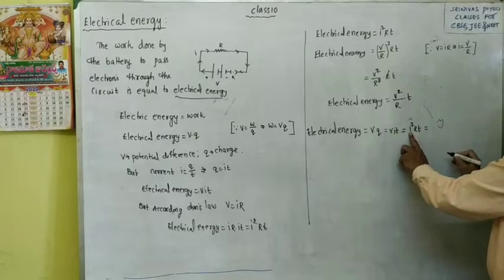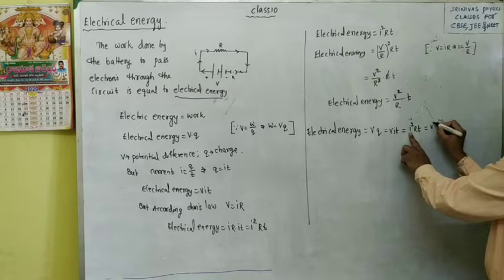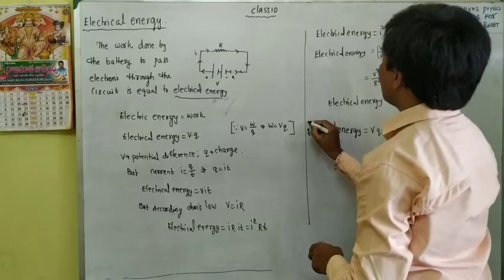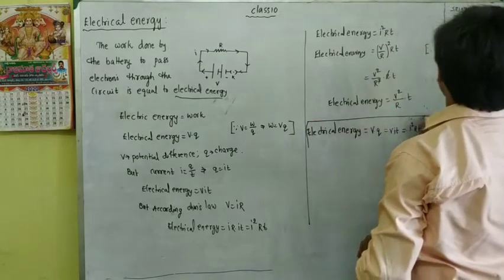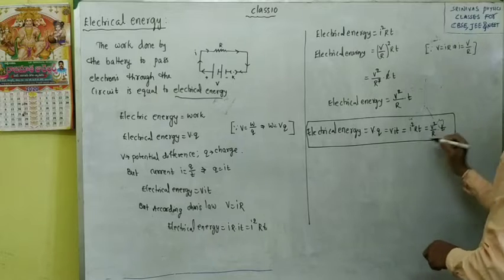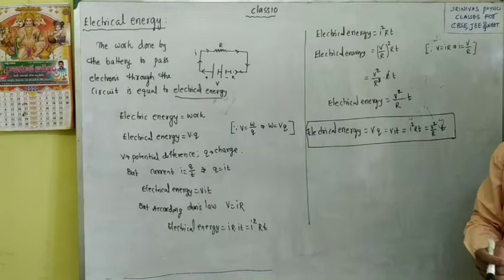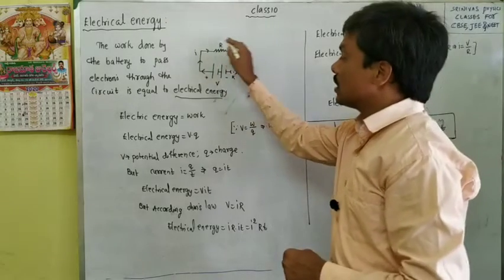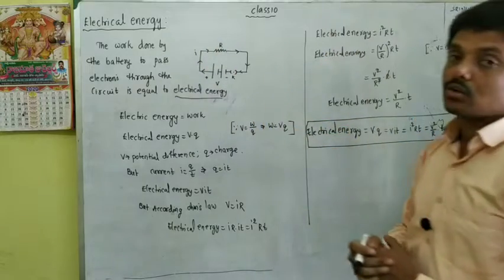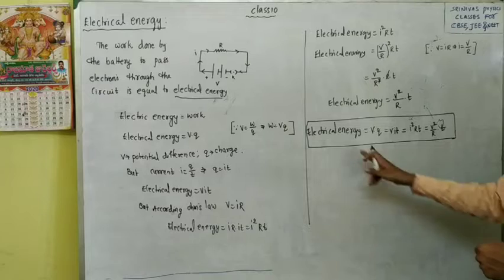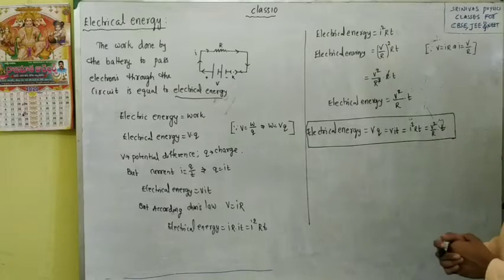And in place of I, V by R we write, according to Ohm's law, then V square by R into T. These are the various formulas for the electrical energy. The work done by the battery to pass I current or to pass Q charge through the circuit is equal to electrical energy. These are the various formulas for the electrical energy.